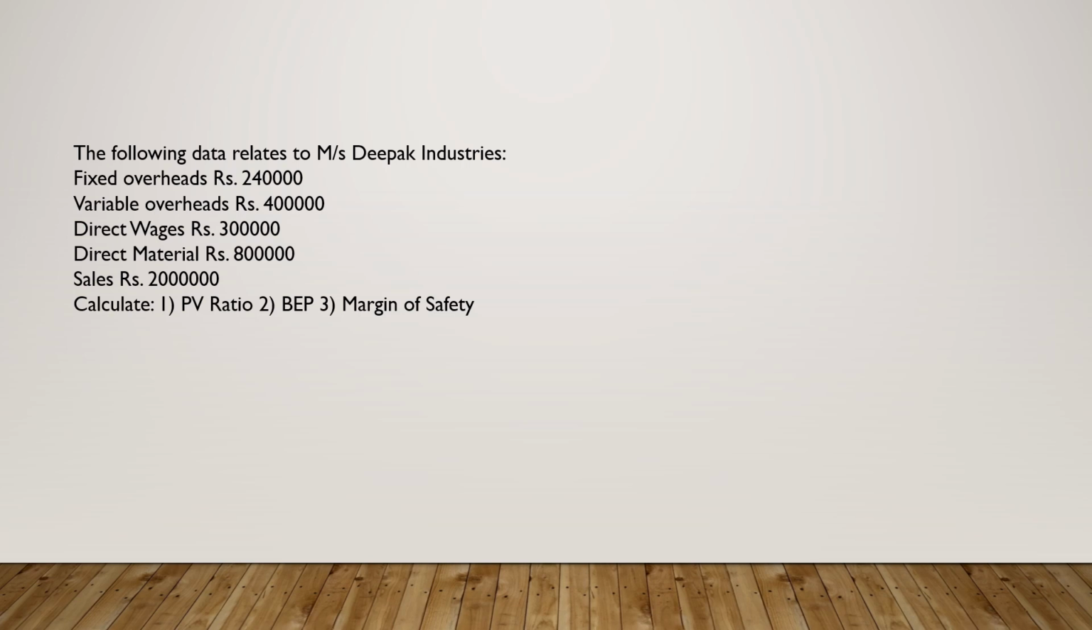Okay, so this is the second question. The question is, the following data relates to Messrs. Deepak Industries, and the data is fixed overheads rupees 2,40,000, variable overheads are 4 lakhs, direct wages rupees 3 lakhs, direct material rupees 8 lakhs, and the sales given in the question is rupees 20 lakhs. And we are asked to calculate PV ratio, break even point, and margin of safety.